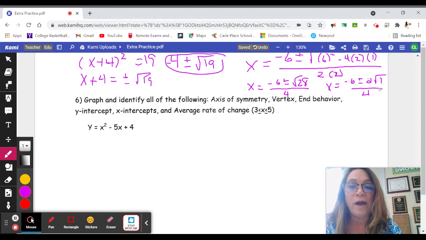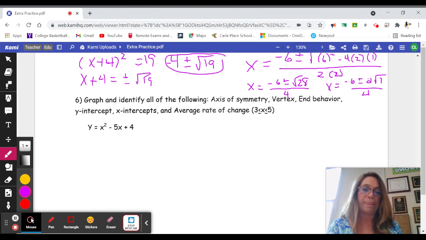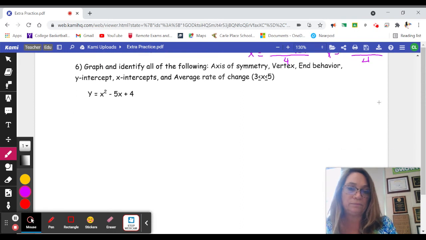Okay, graph and identify all of the following. Okay, so I'm going to put that in my calculator. Okay, so delete y equals x squared, subtract 5x, and then add 4. Okay. Second graph gives me the table, and I would use my table.